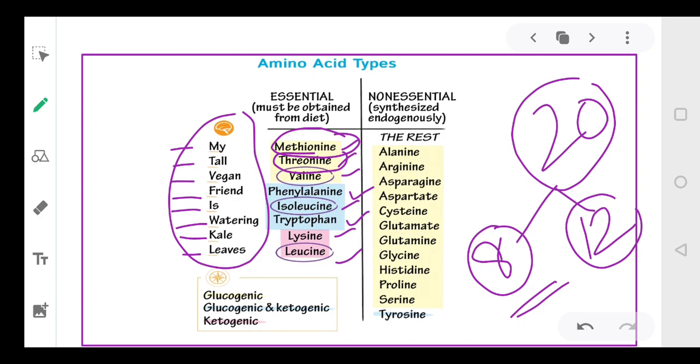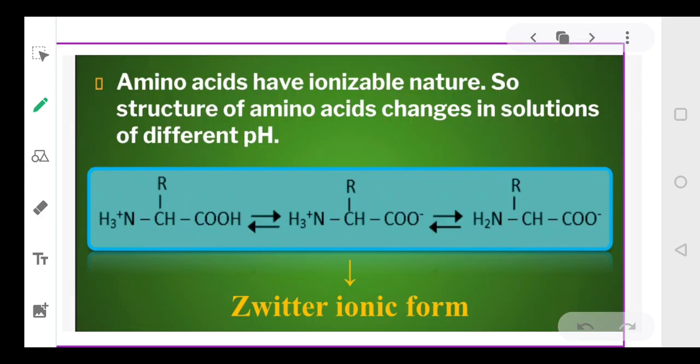Okay. So we got to remember the 8 essential amino acids. Now coming to this, amino acids are ionizable in nature. Ionizable in nature means they form ions. So we will observe that the structure of the amino acid changes in solutions of different pH. So, अगर हम amino acid को अलग-अलग pH के solution में add कर देते हैं, तो उनका structure modify हो जाता है. Okay, now let's discuss this.